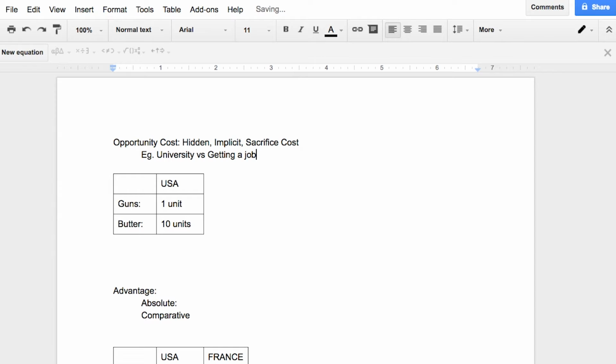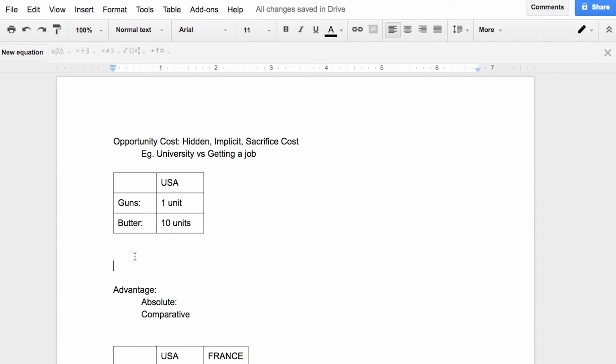So if you go to university, you're going to get an education, but you are sacrificing potential income if you had instead gone to a regular store and got a job. So we can actually calculate an opportunity cost of any given good, and I'm just going to unhide this with a pretty simple equation. So let's say we're going to try and find the opportunity cost of a gun.